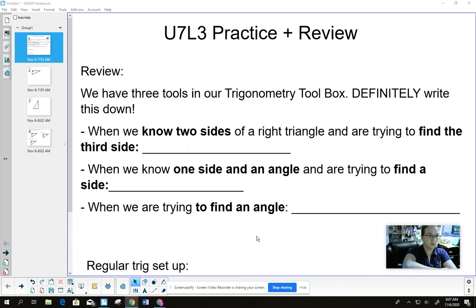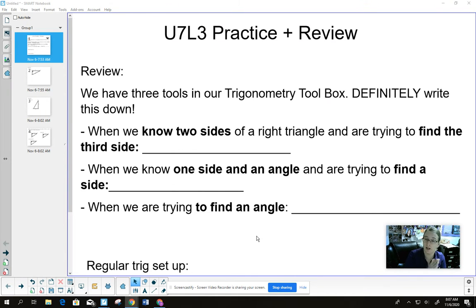Okay, so I wanted to do just 2 more practice problems with the inverse trig, as well as reviewing everything we have so far, because we have 3 tools, we've had 3 lessons in our trigonometry toolbox. You definitely want to write this down. You guys don't have this in your packet.